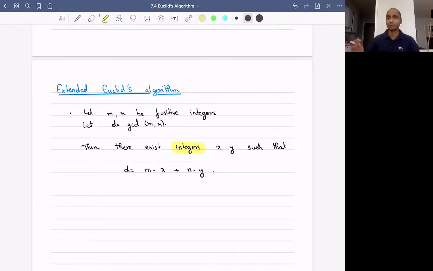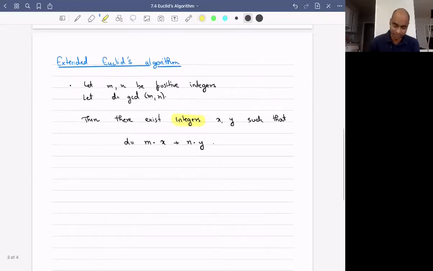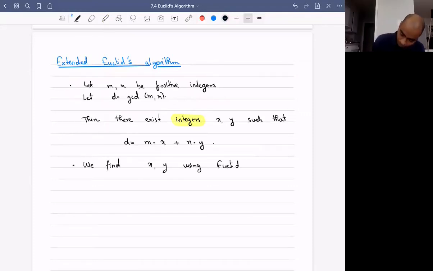Okay, but Euclid's algorithm just gives these numbers right away. So you can think of Euclid's algorithm as a way of proving this theorem, although we won't go into the details of the proof. And that's what extended Euclid's algorithm is. And I'll explain how to do this using Euclid's algorithm.